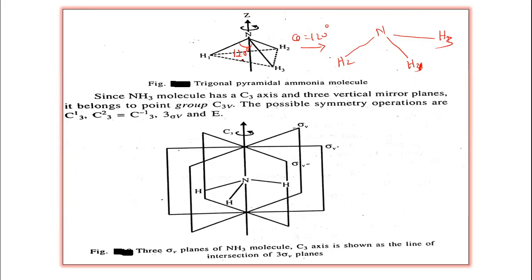So it means that the ammonia molecule has theta equal to 120 degrees. So n equals 2 pi upon theta, which is 360 divided by 120, equal to 3. The order of the axis is 3. So the NH3 molecule has a C3 axis. Not only does it have the C3 axis, but it has 3 sigma v mirror planes. The possible symmetry operations are C3^1, C3^2, 3 sigma v, and identity.